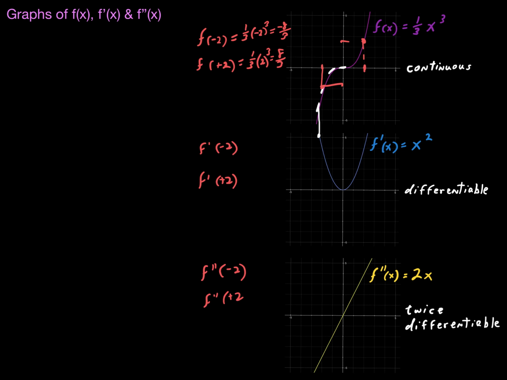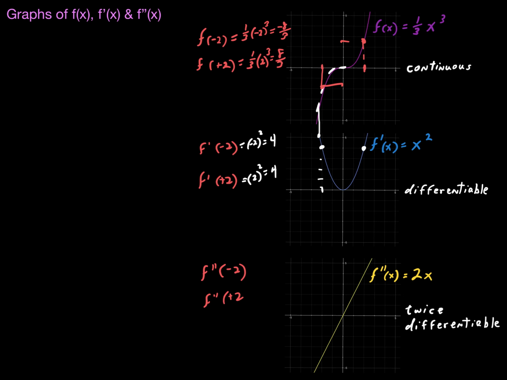Well, on the first derivative graph, let me just do this in white. So that is just x squared. So if you plug in a -2 there, well, that's going to give you a value of 4, which means when x is -2, your y value is 1, 2, 3, 4 right there. And when x is 2, you're going to get 2 times 2, which is also 4, and that's why the graph looks the way it does.